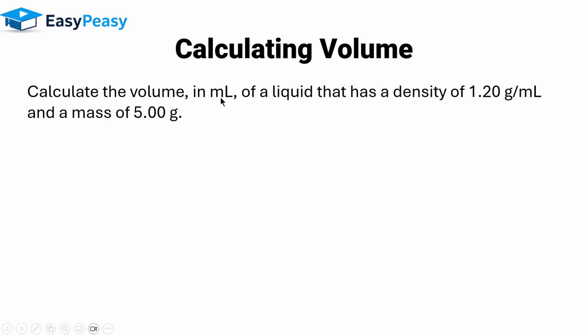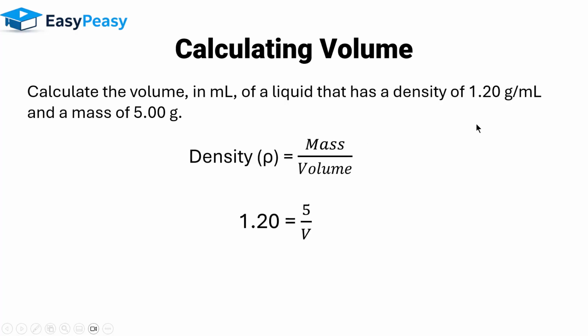Okay, now let's take another example, and this time we are going to calculate the volume. So calculate the volume in ml of a liquid that has a density of 1.20 gram per ml and mass of 5 grams. Again, use the same formula. Just put the values there. So we have a density of 1.20 and we have a mass of 5 grams. Now here the volume is dividing by 5, so we will just shift the volume over here and put this 1.20 under 5 like this. And the answer is 4.167 ml. See? Easy.